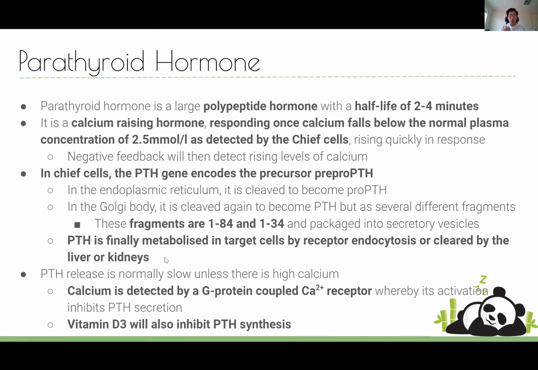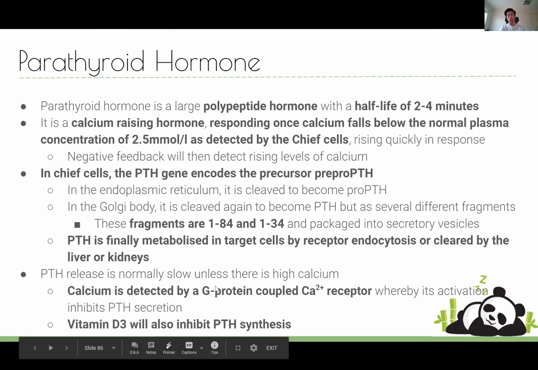Normally, PTH release is slow, but it can be accelerated through calcium, as detected by the G protein coupled calcium receptor. Your vitamin D will also inhibit PTH synthesis, which I think is something that you don't really think of, but vitamin D is actually inhibitory to PTH synthesis rather than activating it or anything like that.